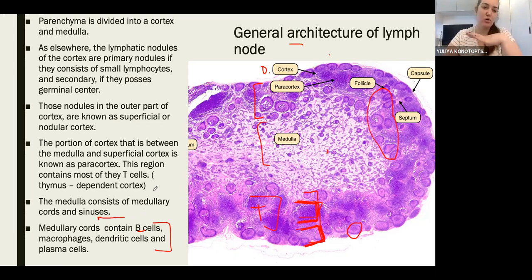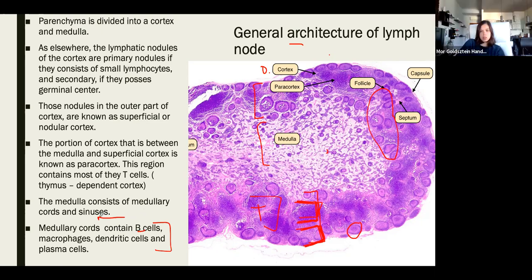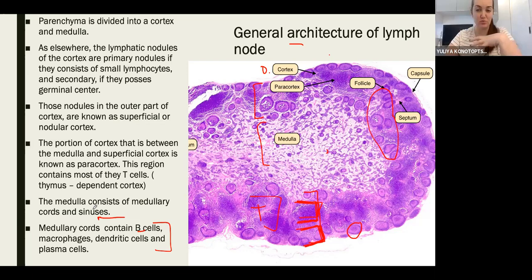Is it the medullary cord or is it the medullary sinus? The sinus. The sinus, very good. So the sinus is going to be a vessel, like it will have a lumen, able to transport a fluid of some sort. Cord is not, it's more of an island of cells.